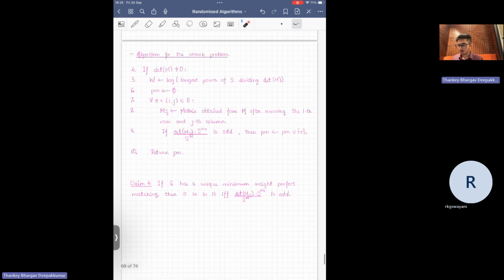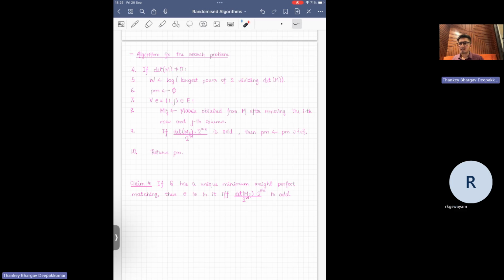Yes. Okay. So now let me give some intuition about what's happening over here, and then we'll move on to the formal proof. So Mij is essentially obtained by removing a row and a column, so by removing a vertex from L and a vertex from R, right?